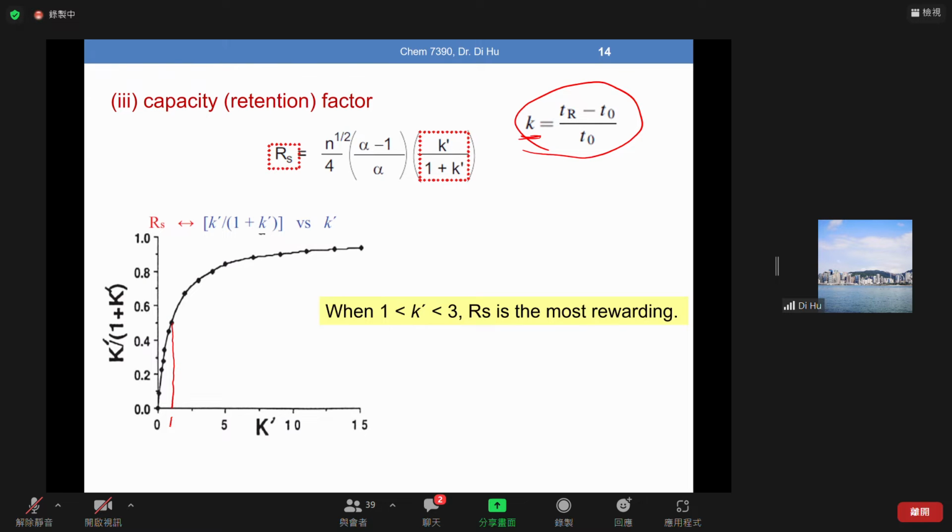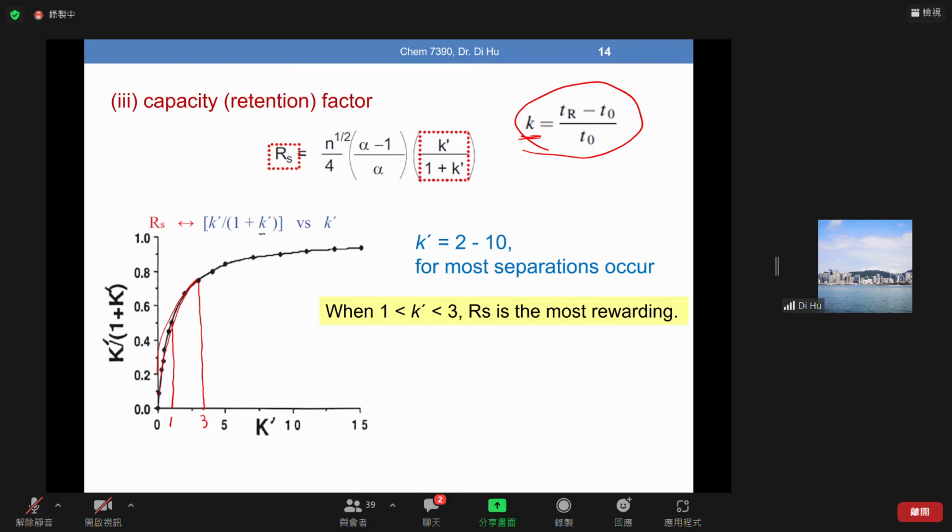Okay, so how about the k value equal to 3? That is already 0.7, right? So we can see that it's actually quite increasing in this area. The k value from 0 to 1 is pretty rewarding, but as we mentioned, for most separations you don't want that, because if k equals 1, what does that mean? If k equals 1, what does that mean?